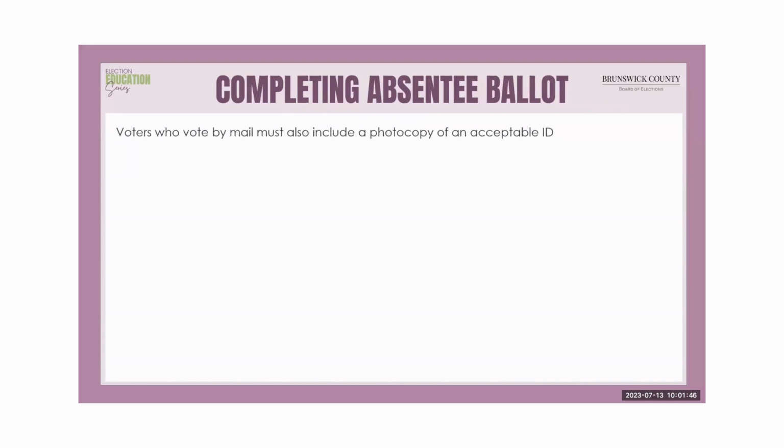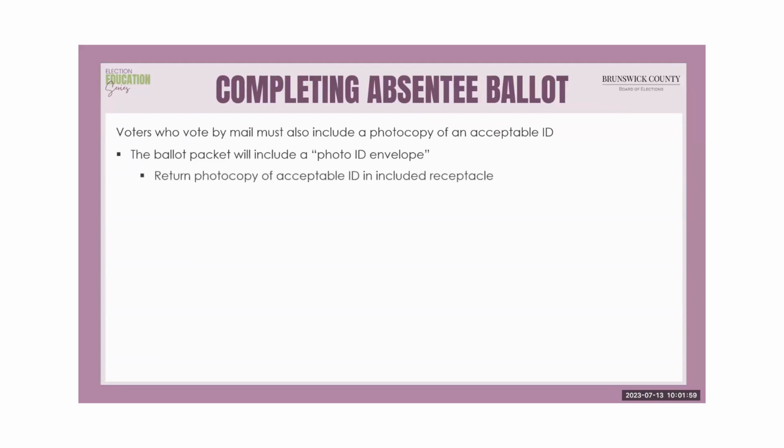Voters will now be asked to show photo ID when voting in North Carolina. This will include absentee by mail voters. The ballot packet will include a photo ID envelope. Voters who vote by mail must include a photocopy of an acceptable ID inside the photo ID envelope that comes with their ballot. Or the voter can complete an ID exception form with the absentee ballot return envelope.